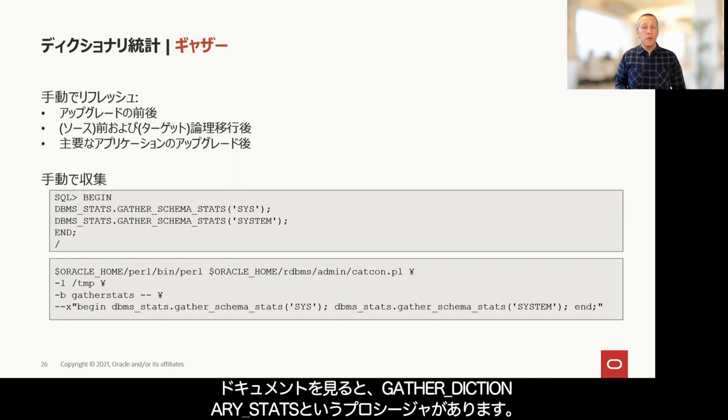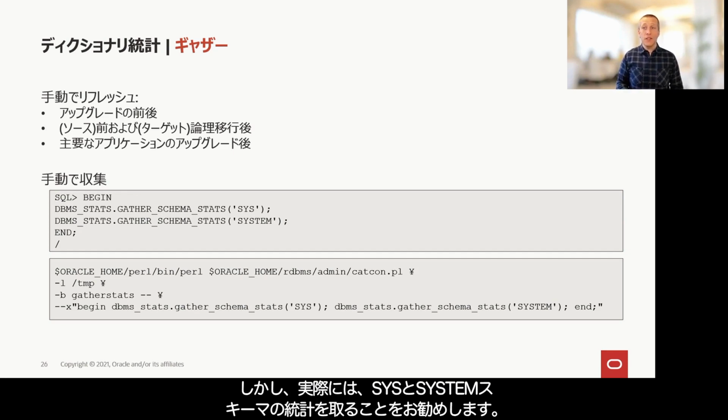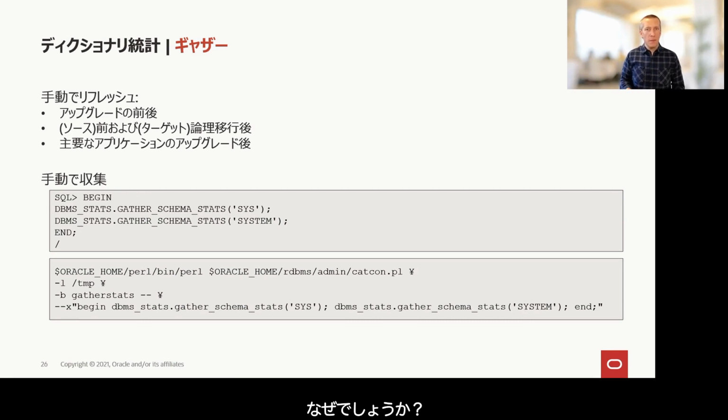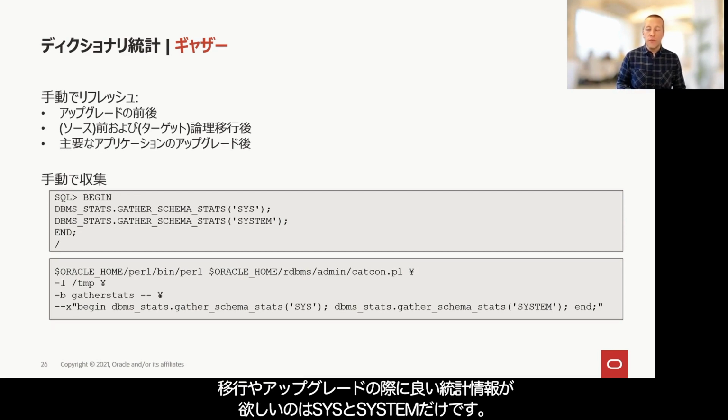If you look in the documentation, you'll find a procedure called GATHER_DICTIONARY_STATS. And it might sound like the best way to gather statistics on your dictionary. But actually, our recommendation is to gather on the SYS and SYSTEM schemas instead. Why is that? Well, GATHER_DICTIONARY_STATS will by default work on all the Oracle-maintained schemas, and we only want good stats during migration and upgrade on SYS and SYSTEM.